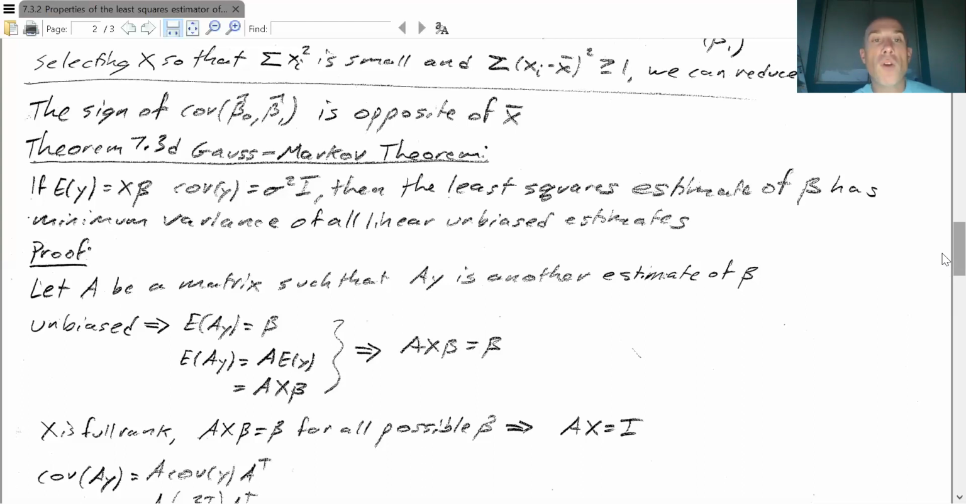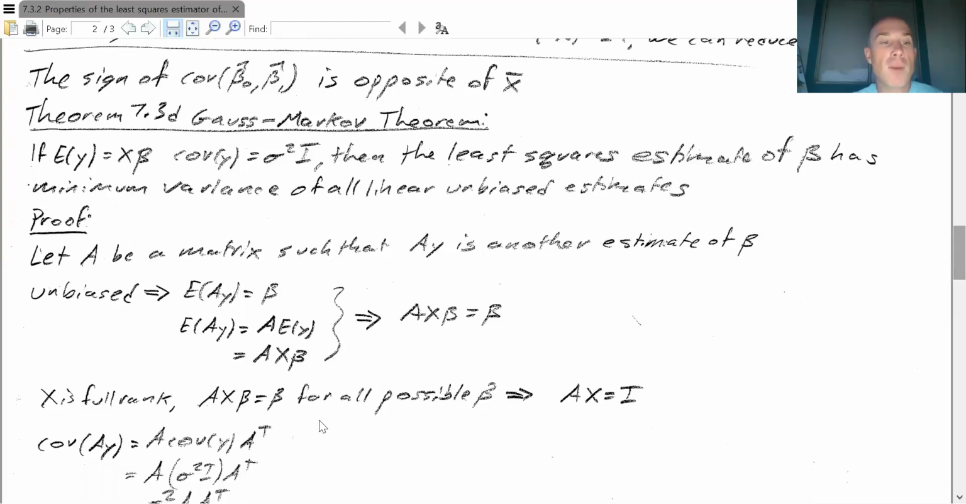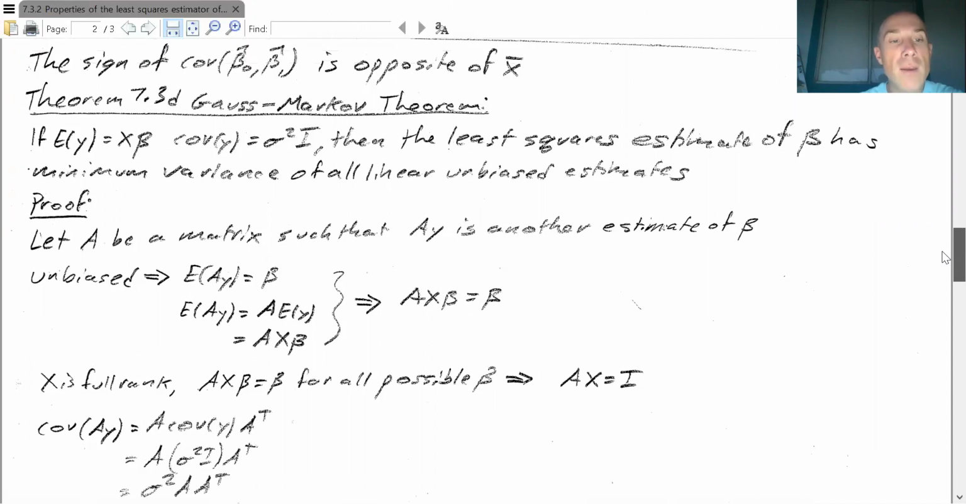Now, let's start thinking about the covariance aspect. The covariance of A times Y is A covariance Y, A transpose. By assumption, this is A sigma squared I, A transpose. Multiplying by a scalar is commutative, so I can pull that out front, and multiplying by I doesn't do anything. So in fact, the covariance of AY is sigma squared times A A transpose.